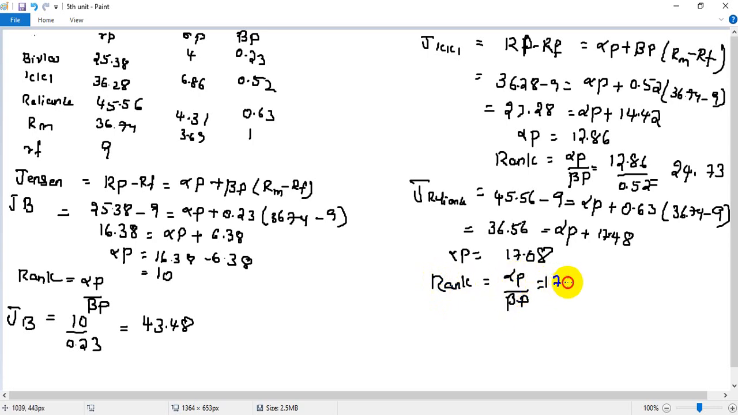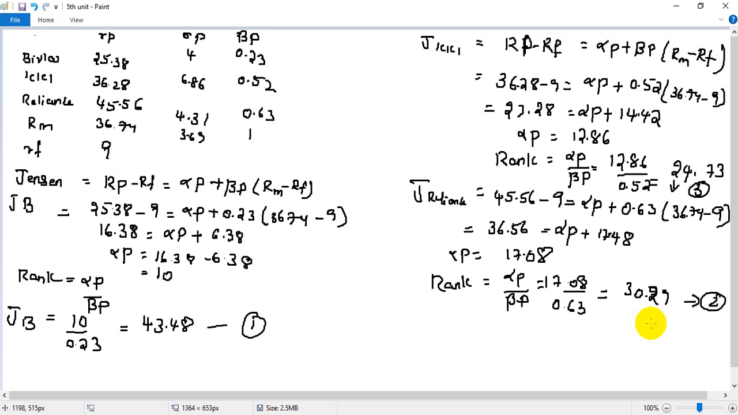So 17.08 divided by your beta P is how much? 0.63. So this is how you need to rank. 30.729 it is. So you need to rank now, which is the top one of all. Jensen Performance of Birla. This is the first one. Next is 30. So Jensen Performance of Reliance. Then this is the third rank.